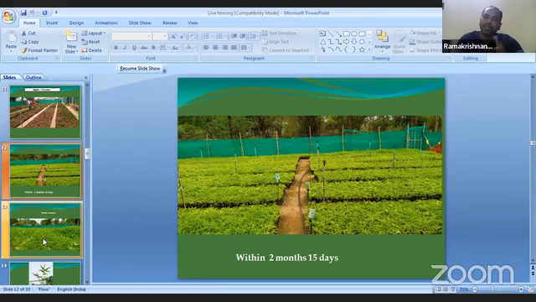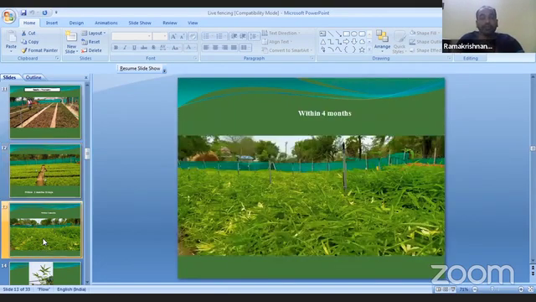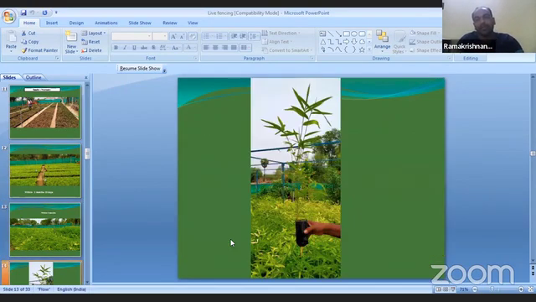Then we wait for the plants to grow taller for planting. Within 4 months, the plant reaches up to 1.5 feet in height. When it attains about 2 feet in height, we wait, and then go for planting.